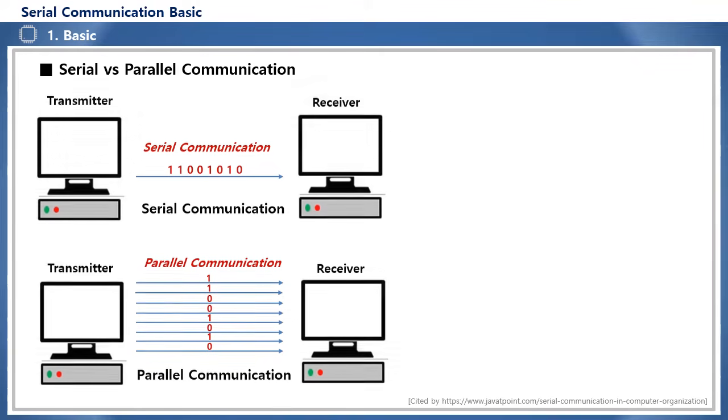Let's learn about serial communication and parallel communication, which are some of the basic concepts of communication. Serial communication refers to a method of transmitting bits between devices through a single communication line, while parallel communication refers to a method of transmitting multiple bits simultaneously, such as 8 bits or 16 bits.